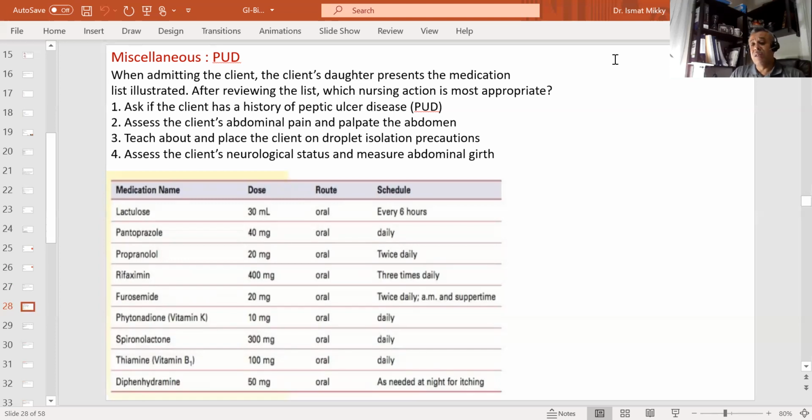Number one, the antibiotics and acid-reducing medications are expected with the treatment of PUD, but propranolol, which is Inderal, would not be expected. Number two, there is no indication that the client has abdominal pain. And three, there is no indication that the client has an infectious condition that requires airborne precautions.